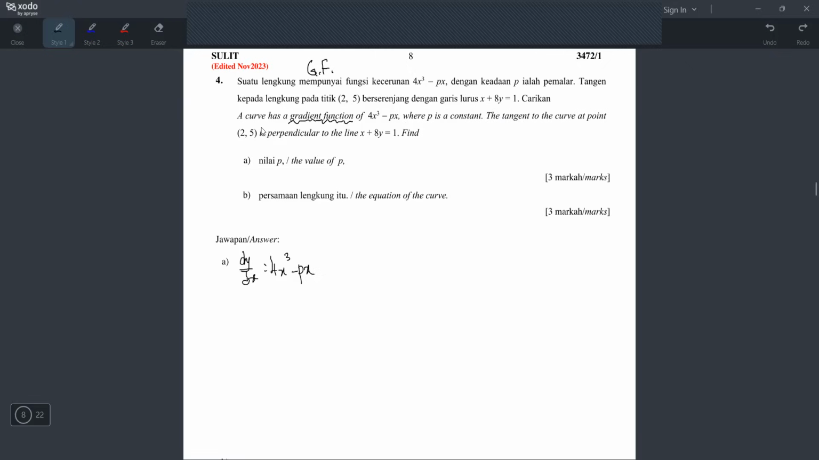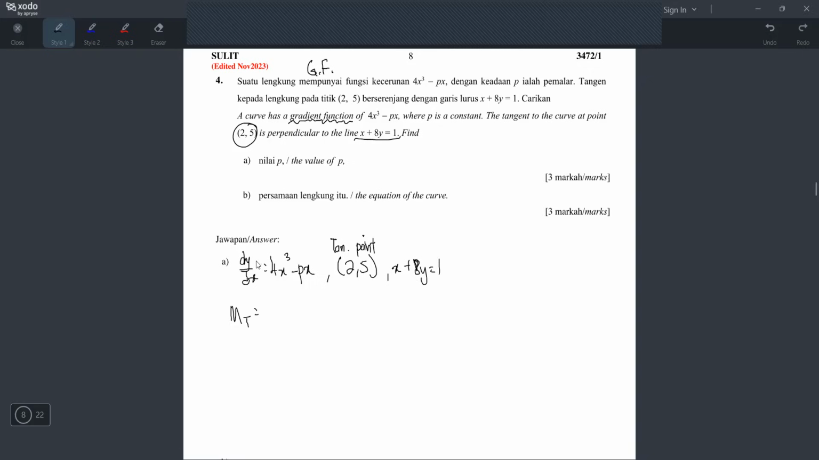The tangent to the curve at (2, 5) is perpendicular to this line. So the tangent to the curve, it means this curve definitely passes through this point, and this is also known as the tangent point, right? Because they say the tangent to the curve at this point, so this is the point where the tangent line touches the curve. And then it's perpendicular to this line, x plus 8y equals 1.